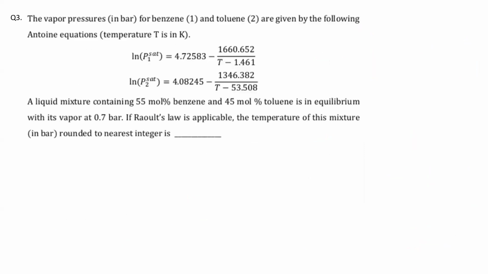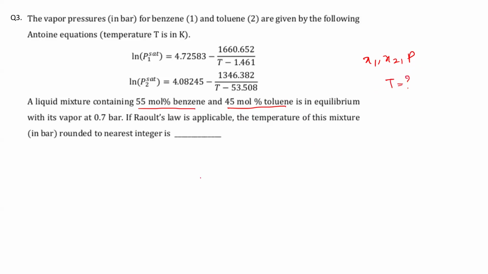Coming to the next one. We have here x1, x2. A liquid mixture containing this much benzene and this much toluene is in equilibrium with its vapor at this pressure. So x and P I have here, right? And it is asked: what is the temperature of the mixture.